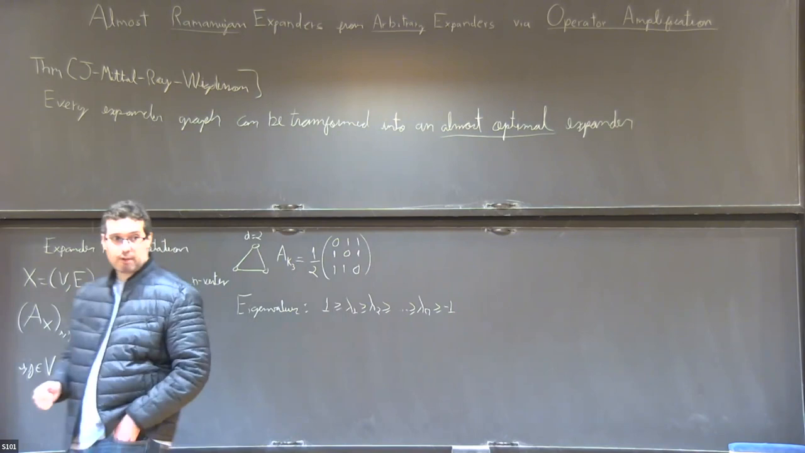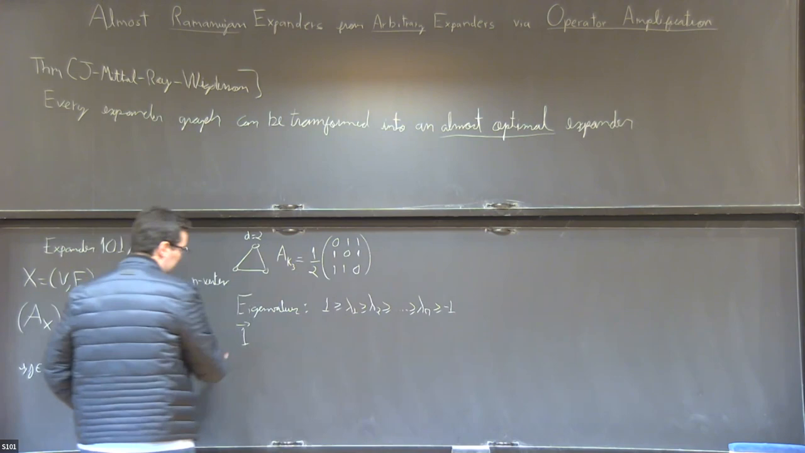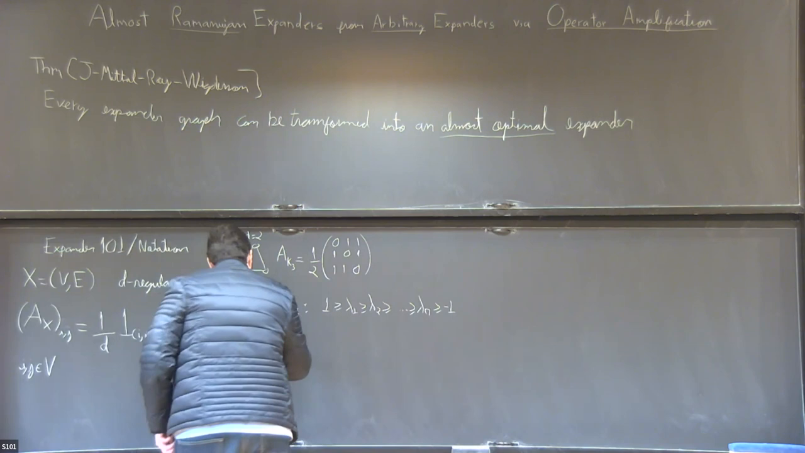And a very important direction for us is this all-ones direction, right? Here we can take a vector of all ones. Since you're playing with a regular graph, this vector is always an eigenvector with eigenvalue one of the normalized adjacency matrix, right? So this is simply the all-ones vector.